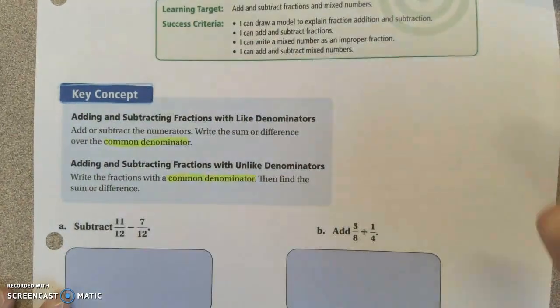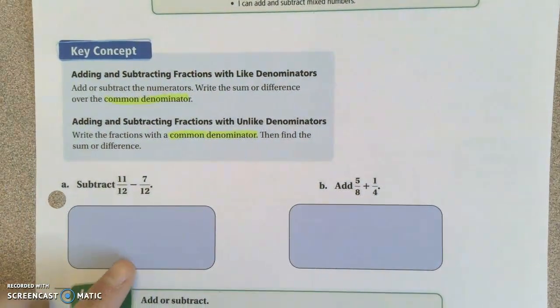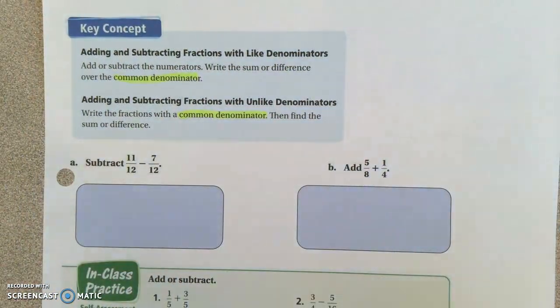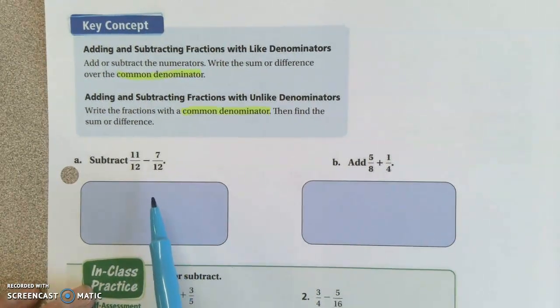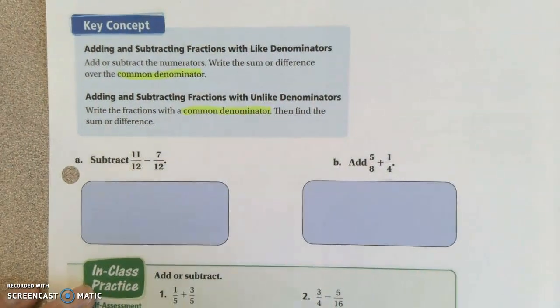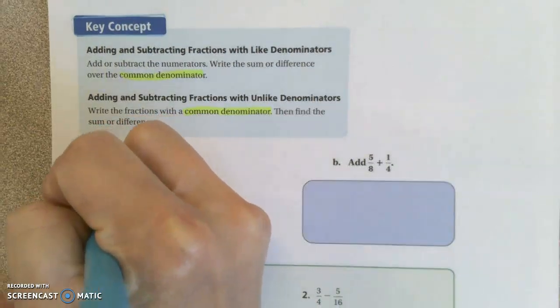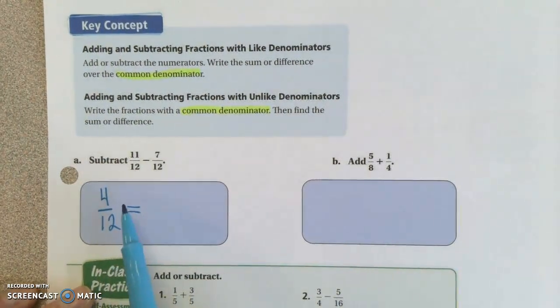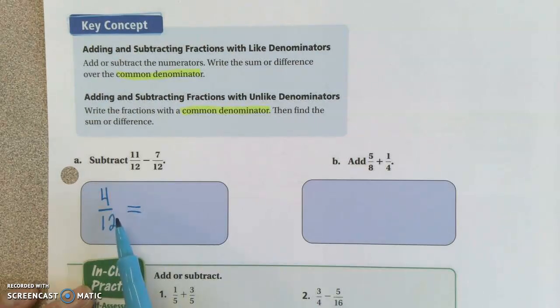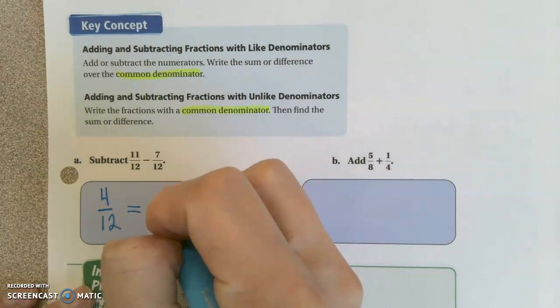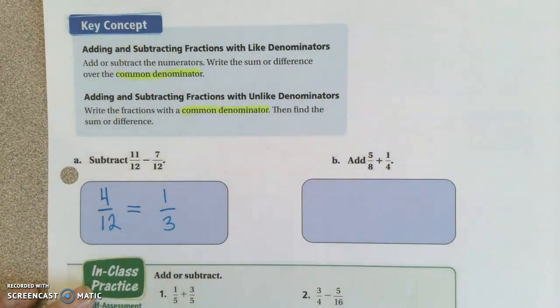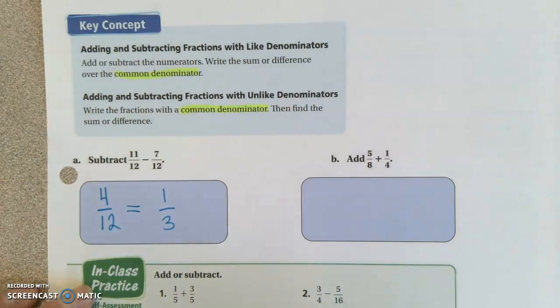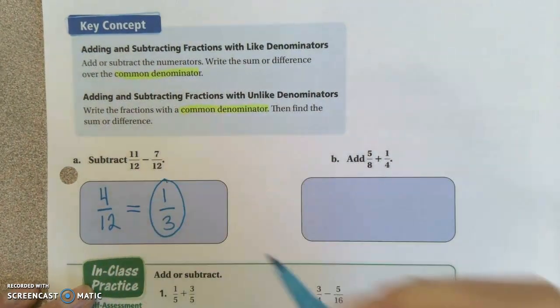So looking at our first example, we have 11/12 minus 7/12. Since those denominators are the same, if we have 11/12 and we take 7 of those away, we now have 4/12. We do always simplify our answers, so I'm going to simplify this by dividing both the numerator and denominator by 4. 4 divided by 4 is 1. 12 divided by 4 is 3. So 1/3 would be our final answer.